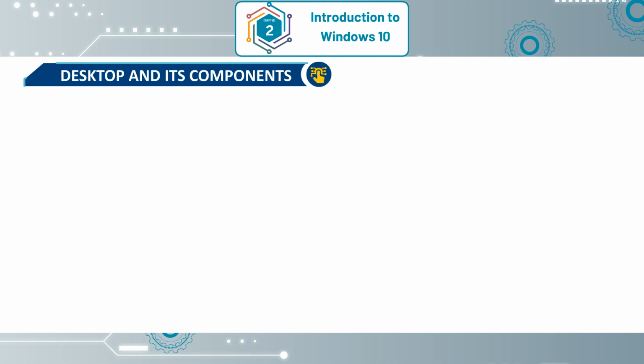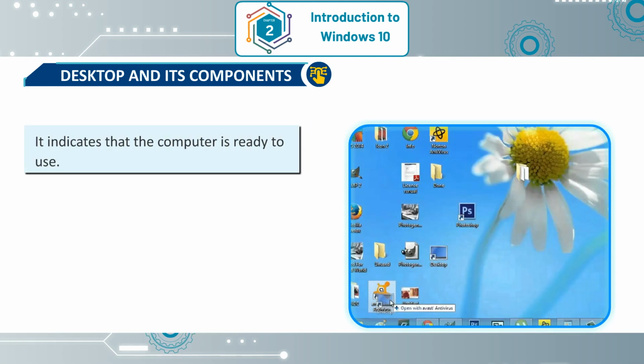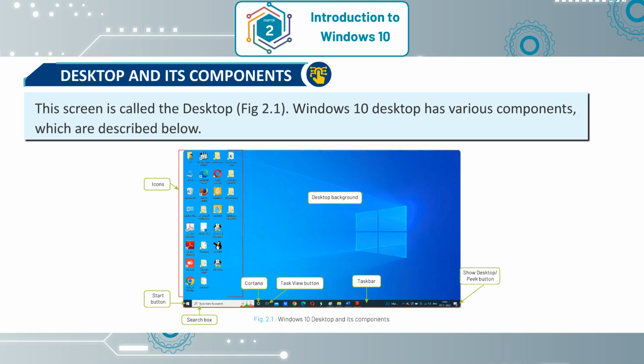Desktop and its components. After a few seconds of booting, a screen with multiple tiny labeled pictures or thumbnails appears on the monitor. It indicates that the computer is ready to use. This screen is called the desktop. Fig 2.1. Windows 10 desktop has various components which are described below.